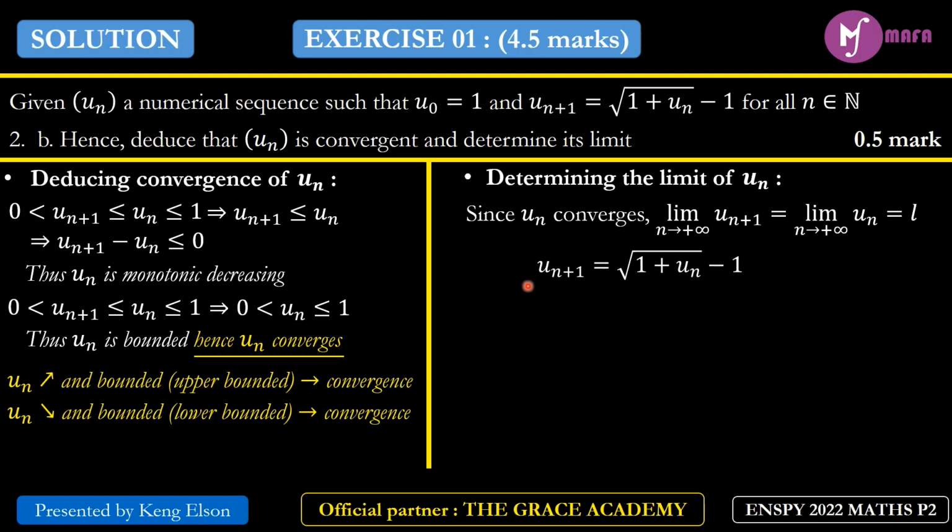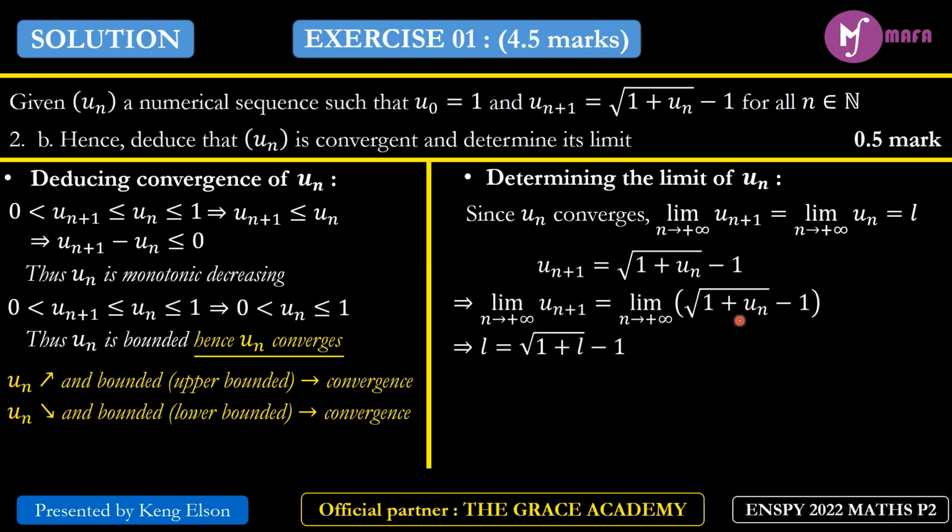Now, having that un plus 1 is the square root of 1 plus un minus 1, we can take the limit on both sides. Okay, so the limit of un plus 1 gives us the limit of this quantity. We can now replace the limit with L. Remember that this limit here can dive into the square root. The limit of 1 will give you 1. The limit of un will give you L. The limit of negative 1 will give you negative 1, because it does not depend on n. The limit of un plus 1 is L.